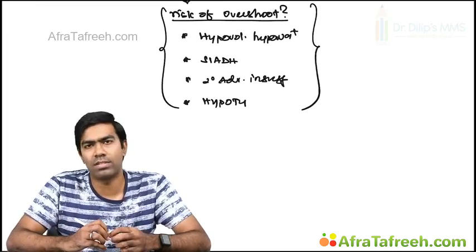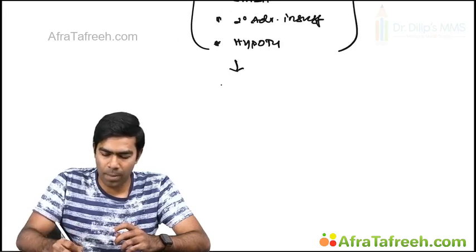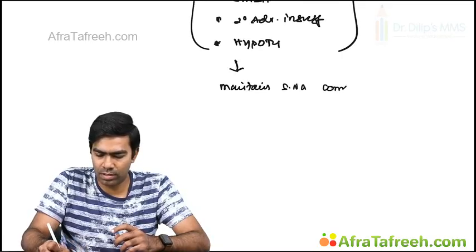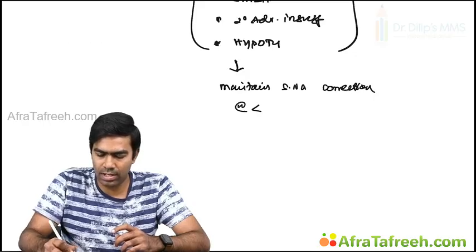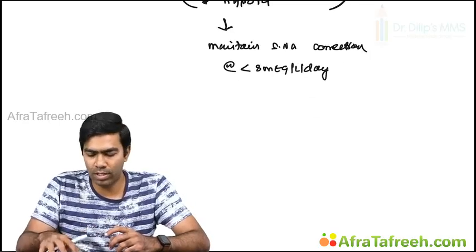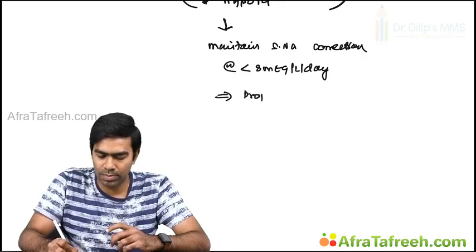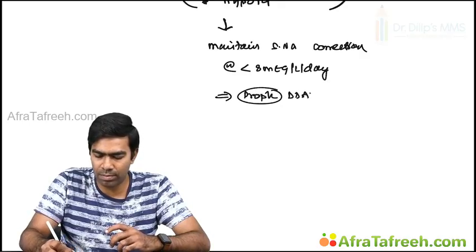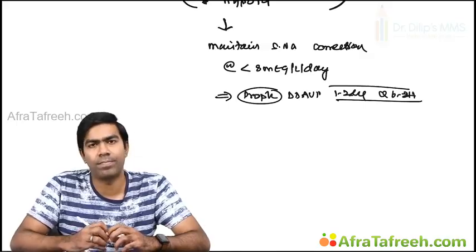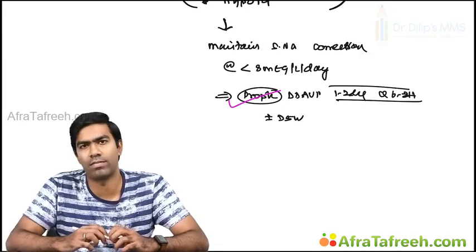So in these situations where patients are at risk of overshoot, try to maintain sodium correction at less than 8 milliequivalents per liter per day. How can you do that? You can easily do that by giving prophylactic desmopressin, that is DDAVP, 1 to 2 micrograms every 6 to 8 hourly. You can give it IV. At the same time, you can even use dextrose 5% water, but that is not needed. Just prophylactic desmopressin is more than enough.